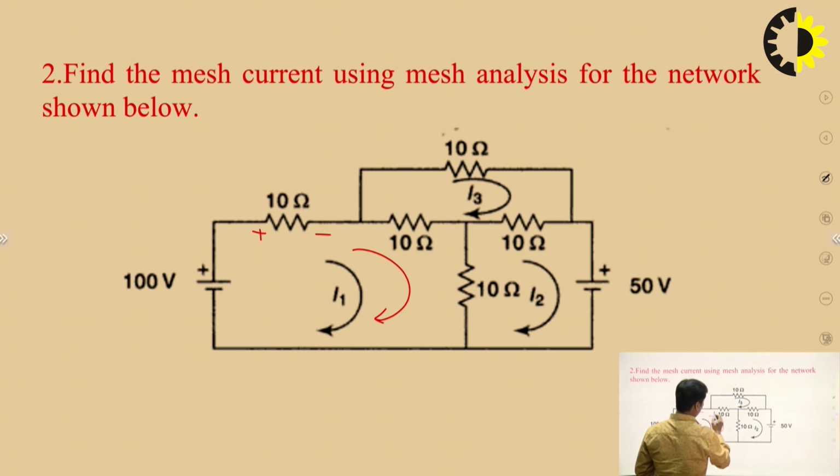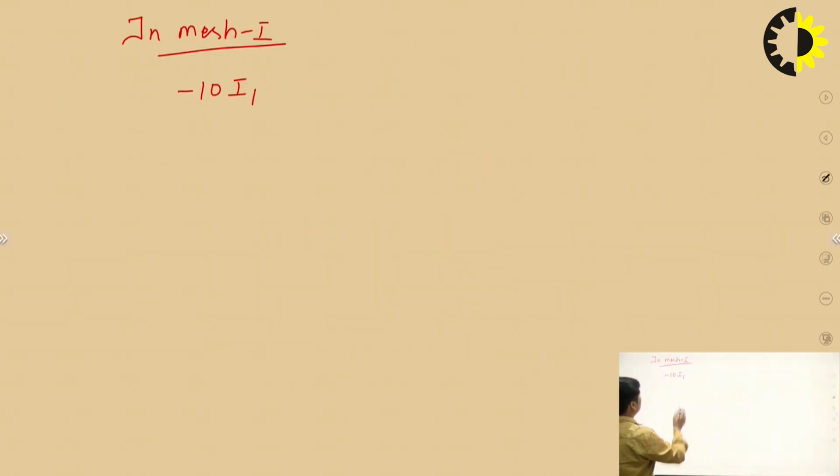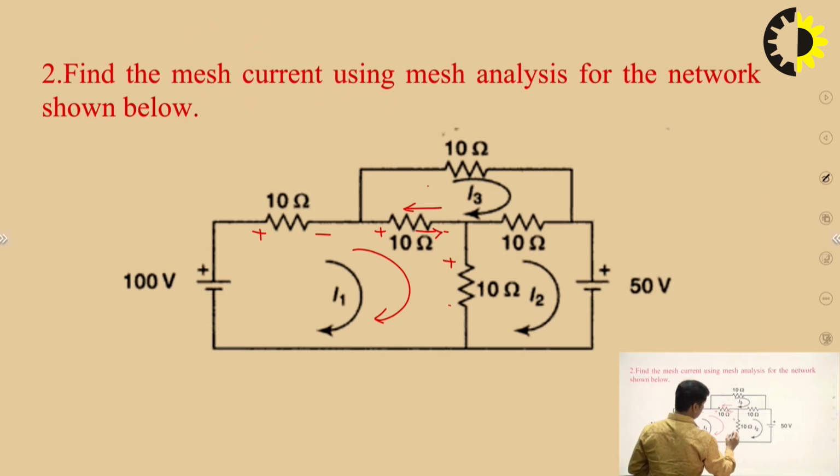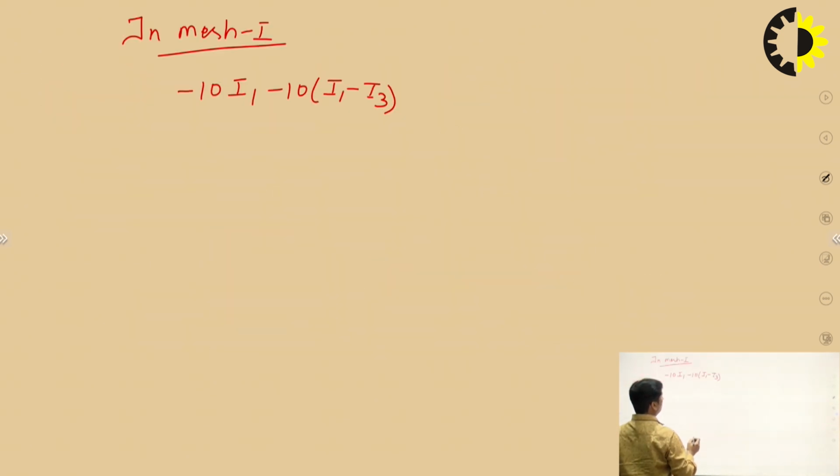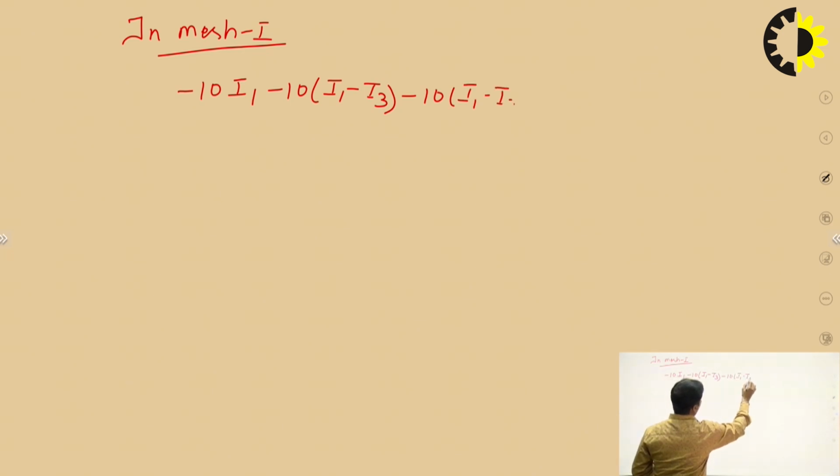Now when the loop current comes to this, this is plus, this is minus. So minus 10, and this resistance is shared by these three meshes. Here the current I3 is going one way and I1 the other, so I1 minus I3. So minus 10 I1 minus I3. Again, here minus plus, so minus 10 I1 minus I2.